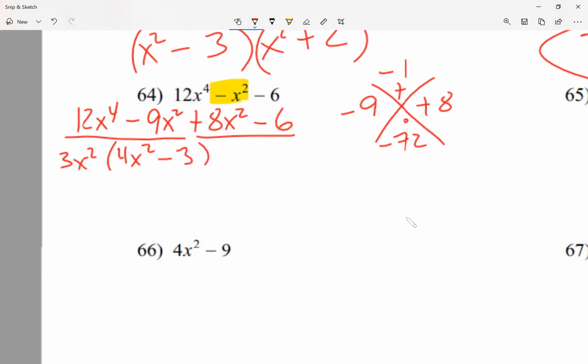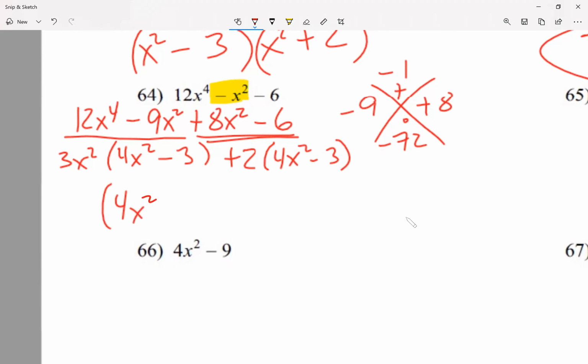All right, looking at the last 2 terms, I can divide each by 2. And that's going to give me 4x squared minus 3. As a matter of fact, let me call it a +2, right? I factor out a +2. So let's take a look. My parentheses, one of them is 4x squared minus 3, and the other one is 3x squared plus 2. When my first number is not a 1, I have to split the middle term.